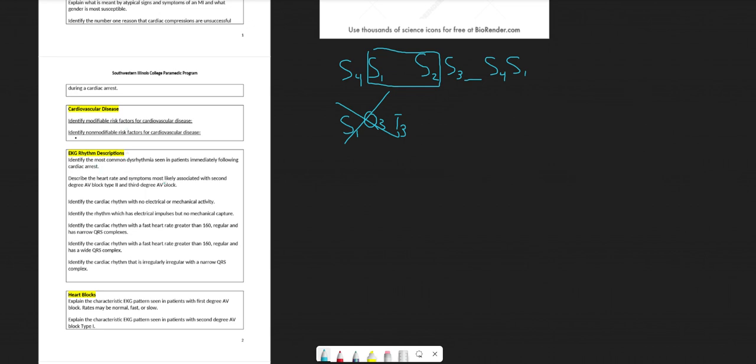Identify the most common dysrhythmia seen in patients immediately following cardiac arrest. So I'm assuming they mean other than... So immediately following cardiac arrest. Okay, so this is going to be VFib.